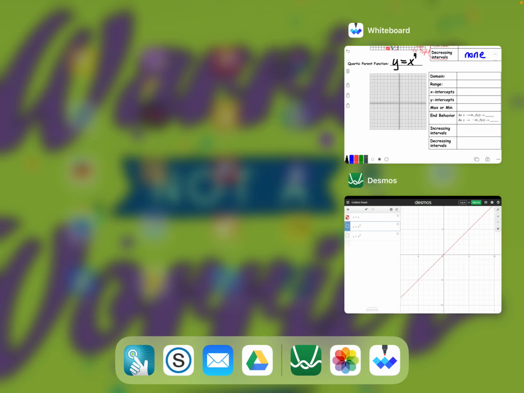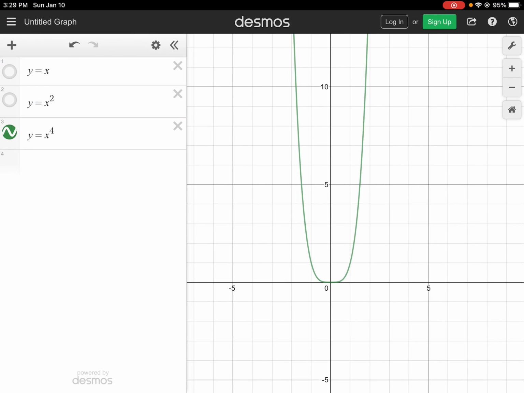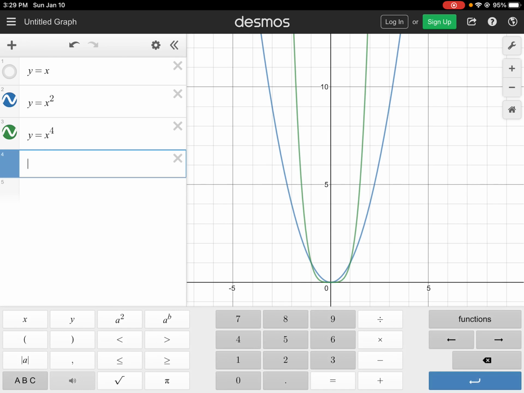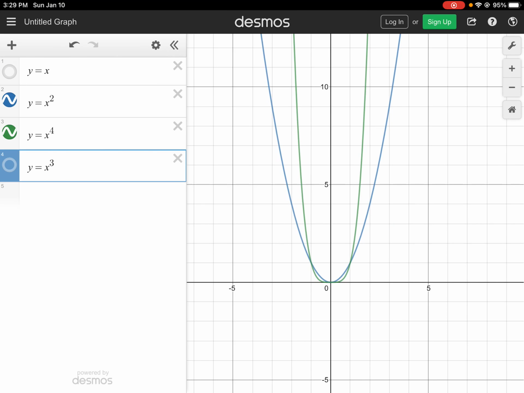So we're going to go ahead and use Desmos because it's my favorite. And we are going to look at what our quartic function looks like. Now that's really interesting because that looks very, very similar to our quadratic function. And we also discussed, let me go ahead and put our cubic function back. Our cubic function and our linear function looked really similar. So that's kind of an interesting observation. Either way, let's look back at our quartic function.